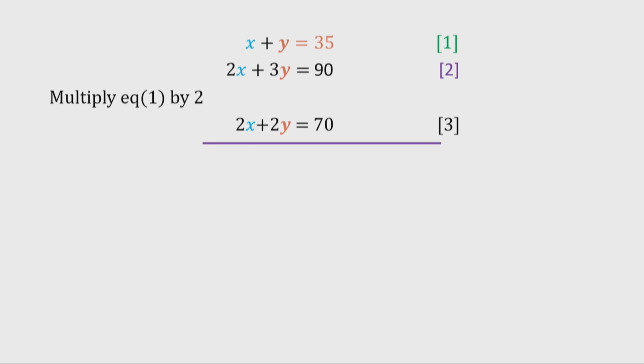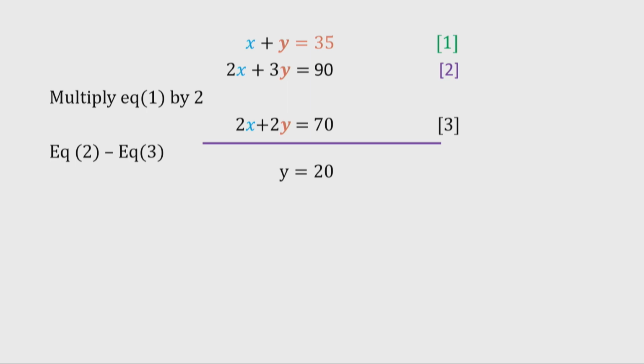I will now work with equation 2 and equation 3. The coefficient for x in both equations is 2. I look at the sign in front of x, plus in both equation 2 and equation 3. Same sign. What are we supposed to do? Yes, we need to subtract. So I will subtract equation 3 from equation 2. 2x minus 2x, 0. 3y minus 2y is y. 90 minus 70 will give me 20.